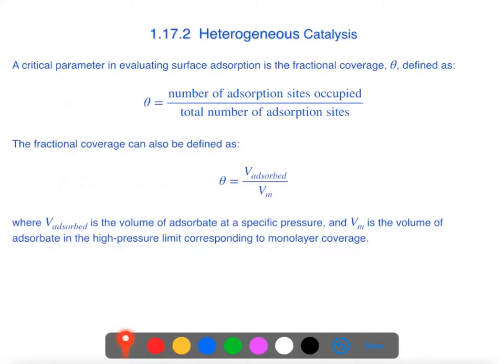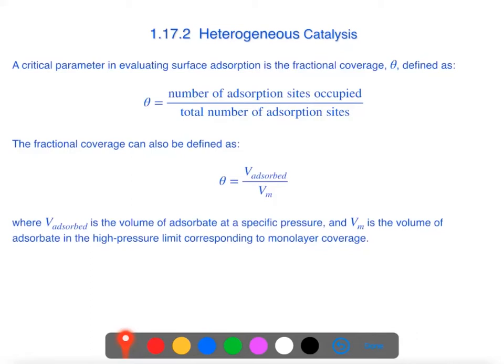A critical parameter in evaluating surface adsorption is the fractional coverage, given as theta. And this is defined as the number of adsorption sites occupied over the total number of adsorption sites available. So if we had a theta equal to 0.90, that would be like saying for 100 adsorption sites, 90 of those would be occupied.